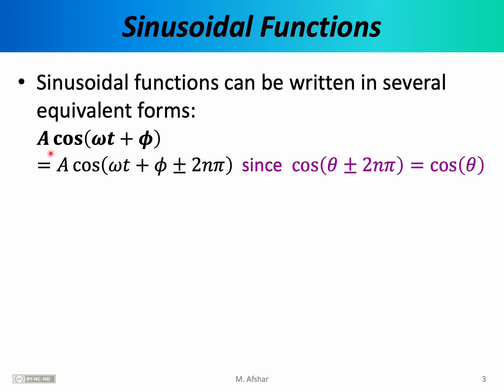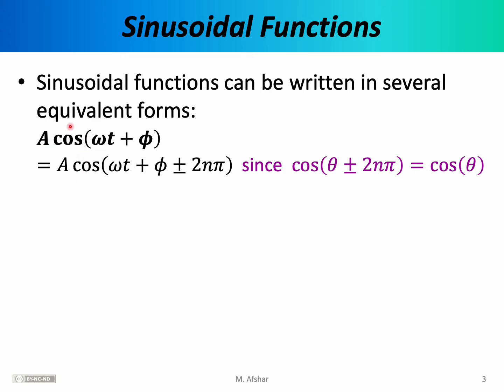For example, we will often describe the motion as A cosine(omega t plus phi), but you need to recognize that the same function can also be written as A cosine(omega t plus phi plus or minus 2n pi), where n is an integer. So what I'm saying is that you can add 2 pi or 4 pi or 6 pi or 8 pi or any even number of pi's to the argument of the cosine function without changing the function. And that's essentially a consequence of the fact that the cosine function is a periodic function. It repeats itself every 2 pi radians.